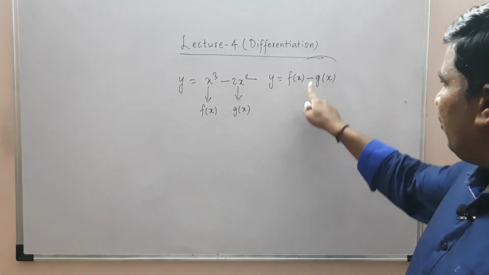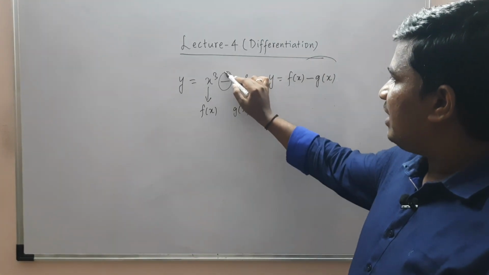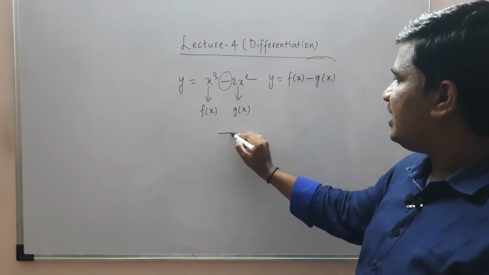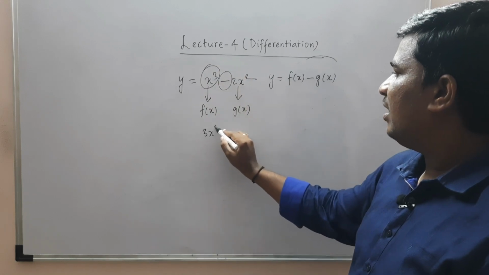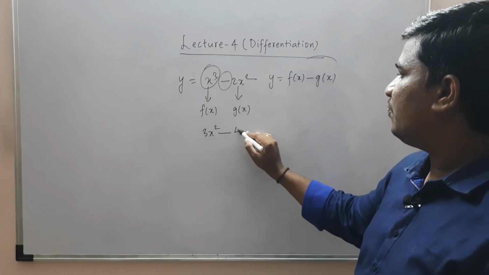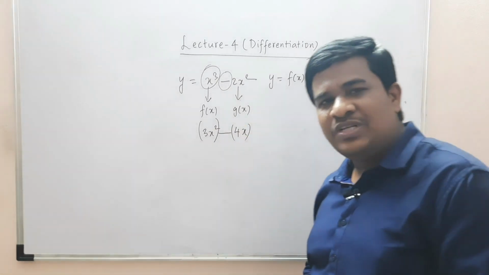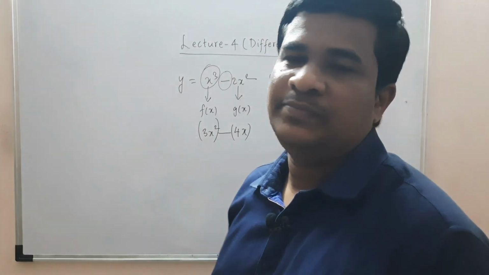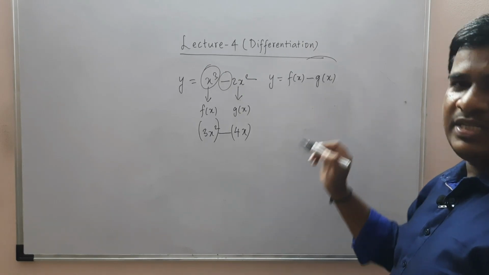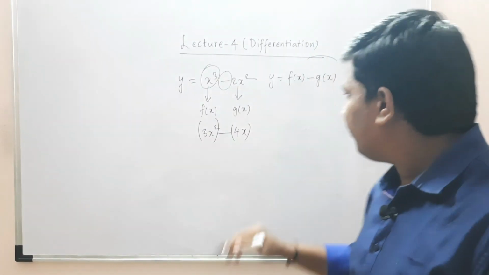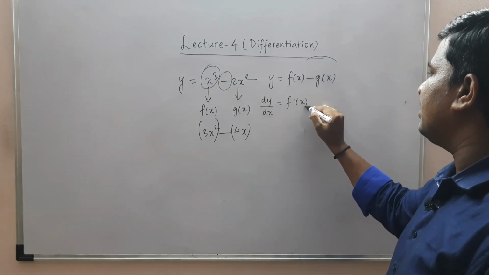So when you have minus sign, what are you writing? You are not changing this minus, you are writing the minus as it is in between the two functions, and you are writing the derivative of x cube, that is 3x square, and the derivative of 2x square, that is 4x. So only you are writing their respective derivatives without changing the sign in between them. So when you have f of x minus g of x, if you want to find dy by dx, this is simply f dash x minus g dash x.